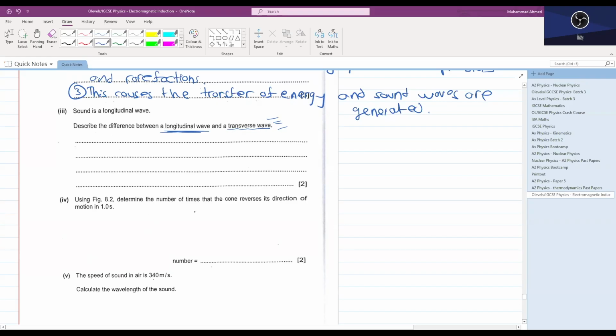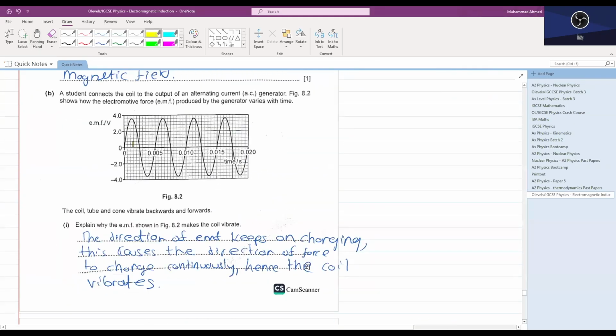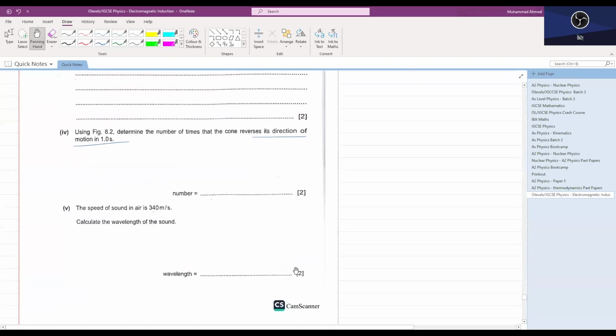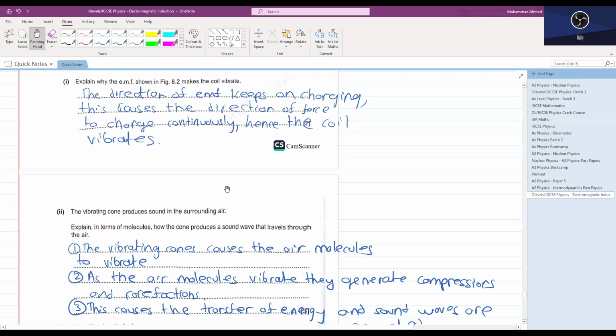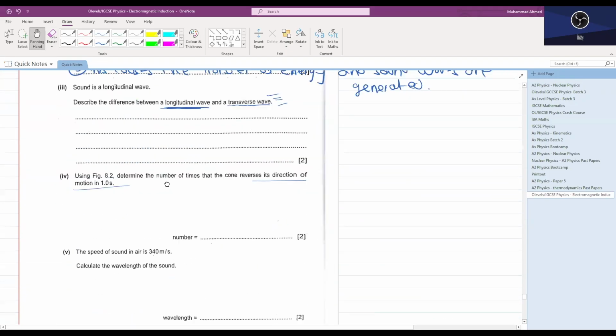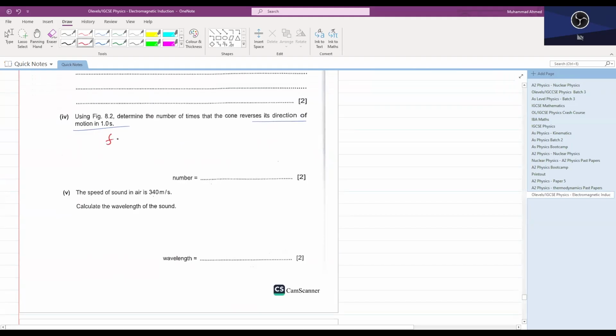Use figure 8.2 to determine the number of times that the cone reverses its direction of motion in 1 second. Okay. So from the graph, can you calculate the time period? Yes. Time period is 0.005 seconds. Can you calculate the frequency? Yes. Frequency is equal to 1 over time period. 1 divided by 0.005. Your frequency comes out to be 200 hertz.